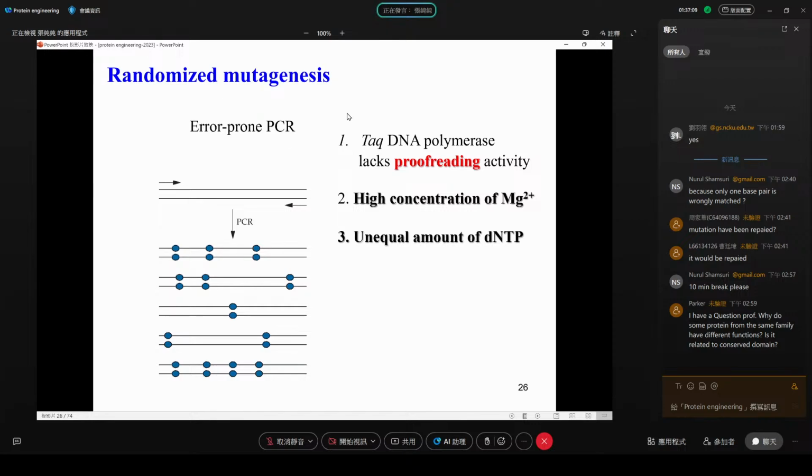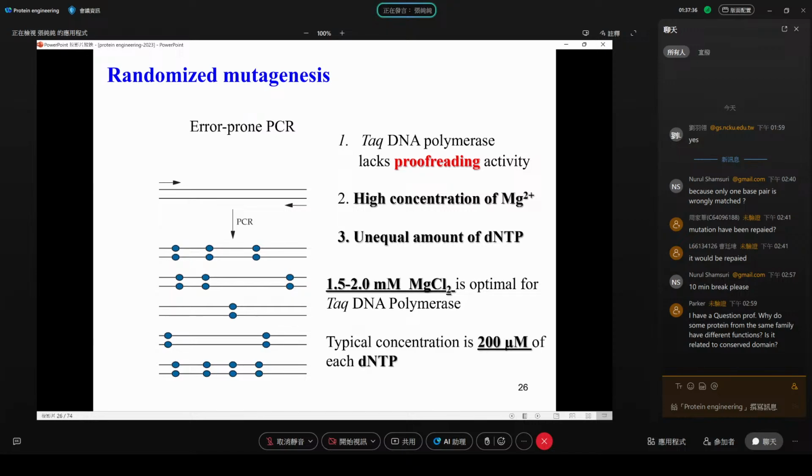Okay, that is super important, because even now, in a company or in the lab, if I want to do random mutagenesis, that's still the number one strategy I will choose to generate new mutations and new proteins. So that is super important. Remember that. Usually 1 to 2 millimolar magnesium chloride, right? To optimize the Taq, increase it. That will be very helpful.